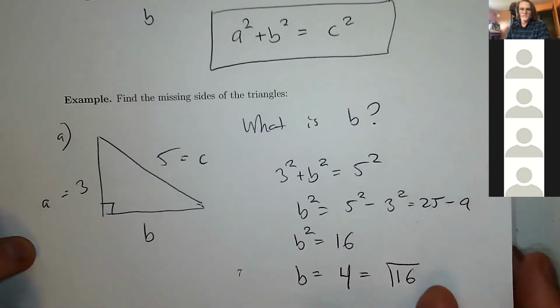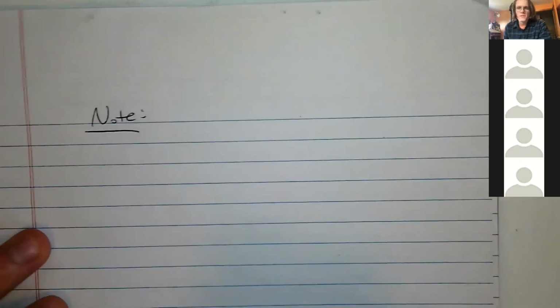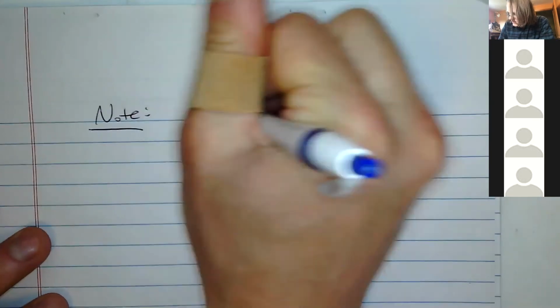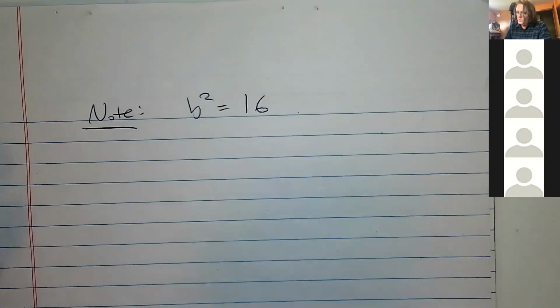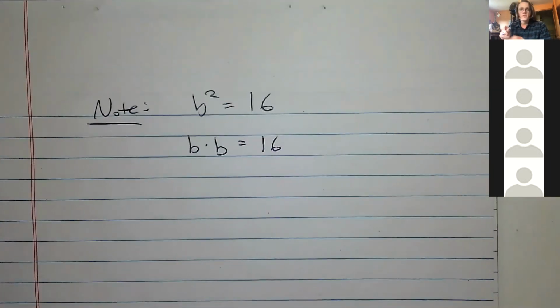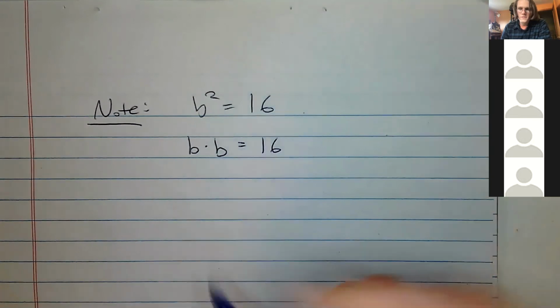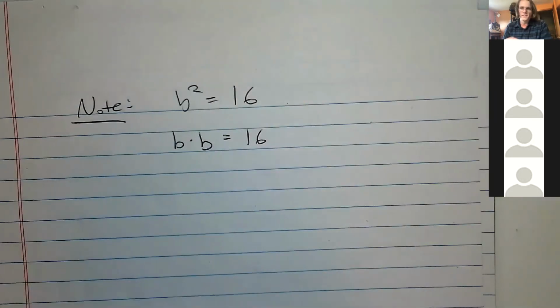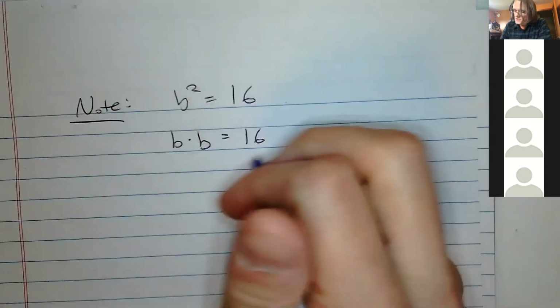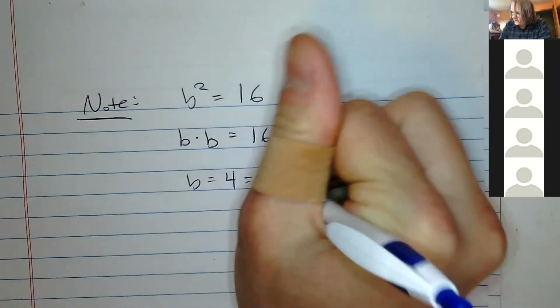Maybe I'll do it on a separate sheet of paper, but note, I think we mentioned this when we talked about exponentials: B squared equals 16 means that B times B equals 16. So you're looking for a number that you multiply by itself to get 16. That's 4. It could also be minus 4, but we don't count minus 4 as an answer because negatives don't make sense in our case. What is a negative length? So we just take the positive one. B equals 4, which is the square root of 16.